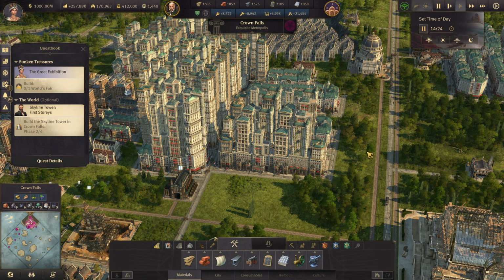Good morning, ladies and gentlemen, Strat Gamer here, running with a new Anno 1800 episode, and today we're going to talk about the Panorama Effect.